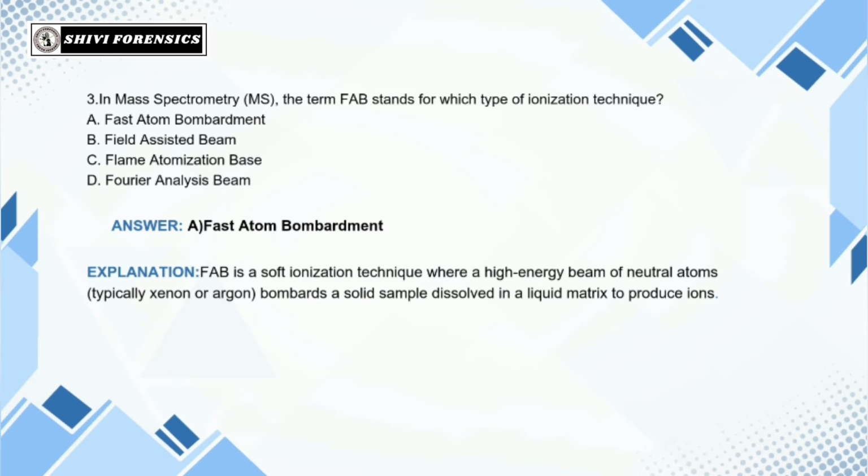And the third question. In mass spectrometry, the term FAB stands for which type of ionization technique? And the answer is fast atom bombardment. In FAB, soft ionization is a technique where a high energy beam of neutral atoms bombards a solid sample which is dissolved in a liquid matrix to produce ions.